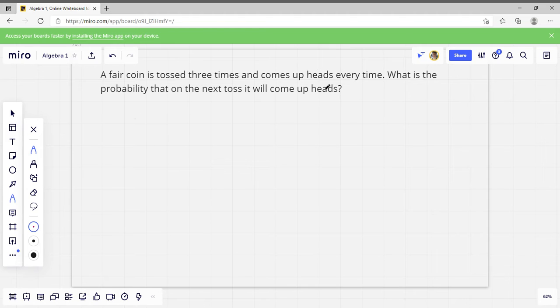So how many times will we toss a coin? 1. How many times could we possibly get heads? Once. How many options are there? 2. There's heads or tails. So our answer is still 1/2. It doesn't matter that it came up heads every time before that. Past events have no bearing on an isolated event.